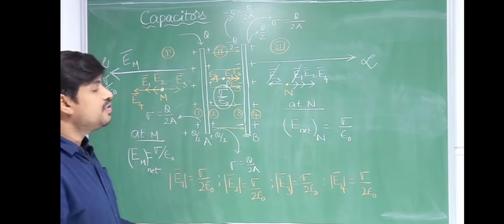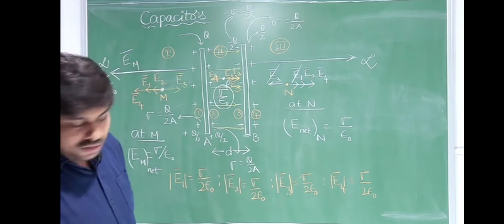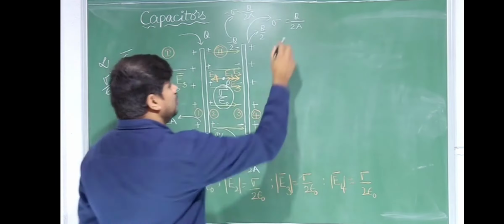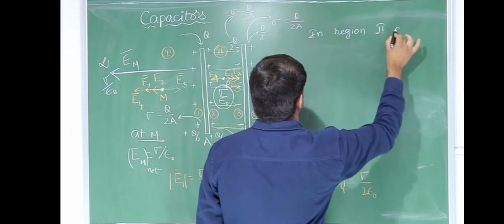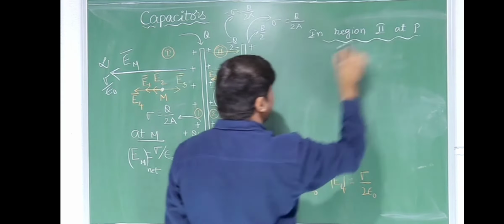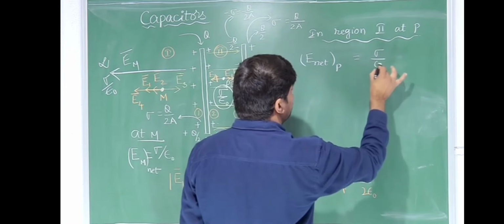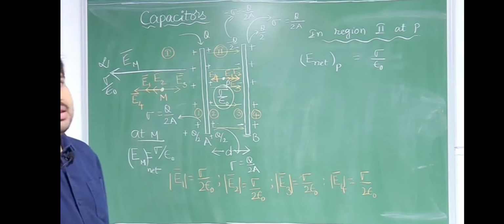So students, for the sake of convenience, let A and B be separated by a distance D. Now I would like to write here, that's why I am erasing this region 3. Now in region 2, at P, the net electric field at P is how much? Sigma by epsilon naught. So dear students, when you get the net electric field, you please imagine which type of electric field it is. The electric field is uniform.